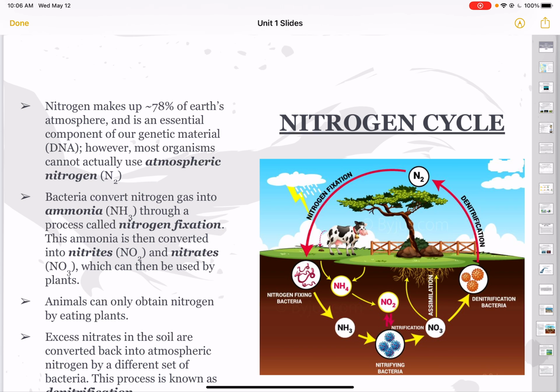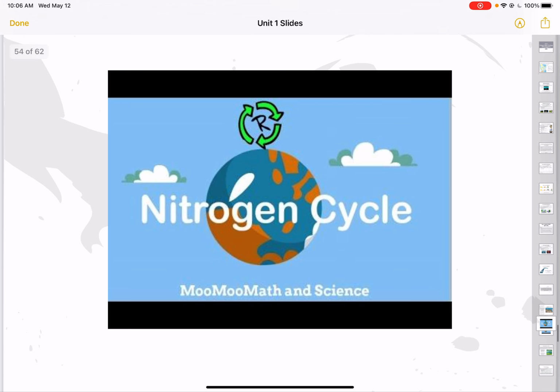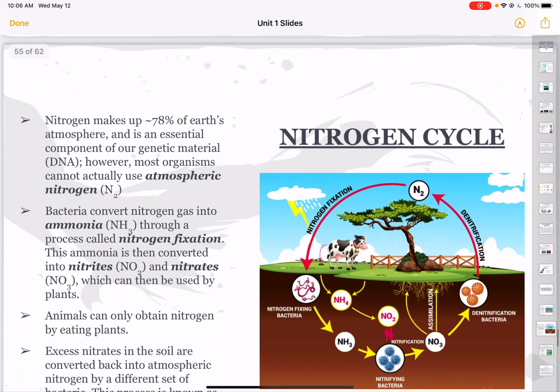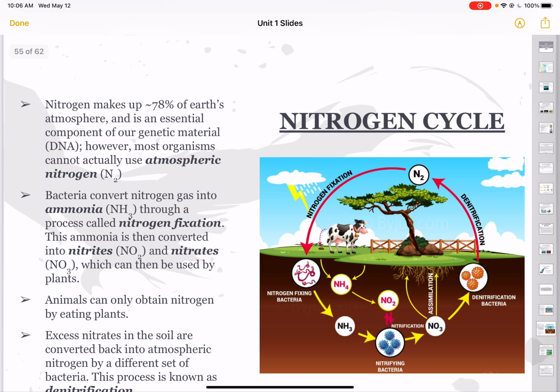So we're finishing off the nitrogen cycle. This is the last part of unit 1. We left off in class last time talking about the sulfur cycle. So we're just going to finish off the cycles here.